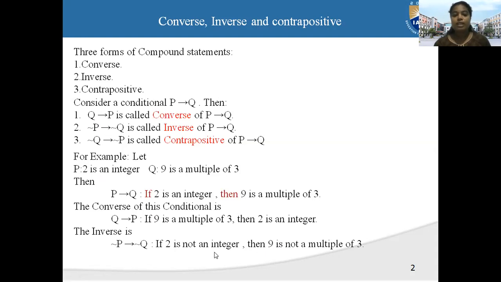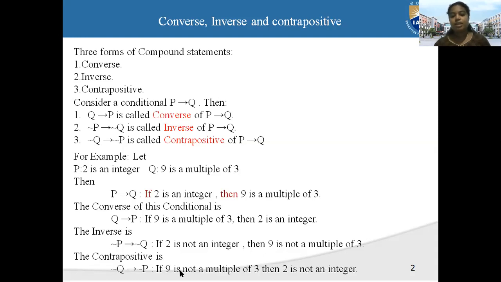Then the opposite of the inverse is the contrapositive. So here you have to observe the statement: if 9 is not a multiple of 3, then 2 is not an integer. These are the syntaxes for the converse, inverse, and contrapositive of the given conditional statement. This is one basic example of this type of conversion.